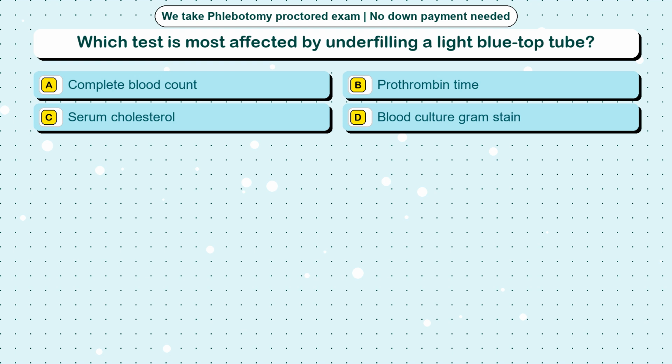Question 89. Which test is most affected by underfilling a light blue top tube? Option A, complete blood count. Option B, prothrombin time. Option C, serum cholesterol. Option D, blood culture gram stain.